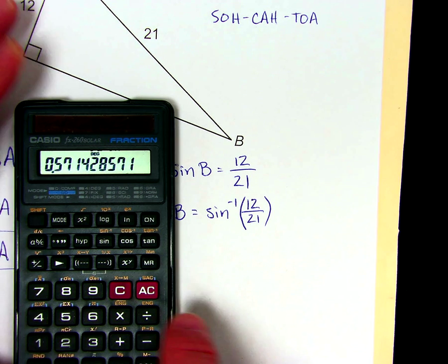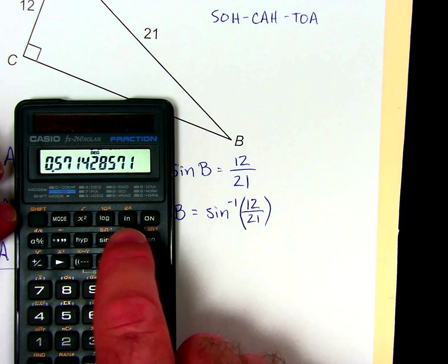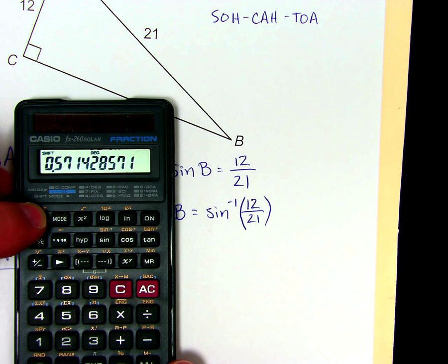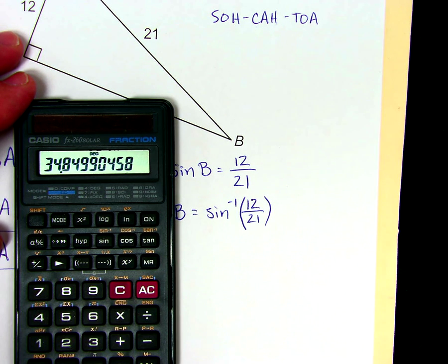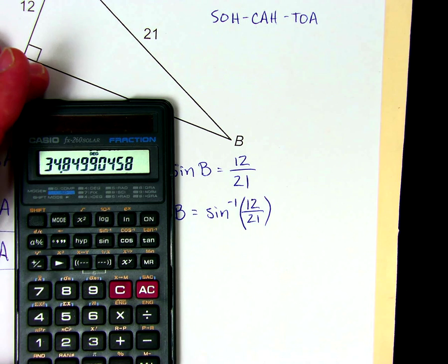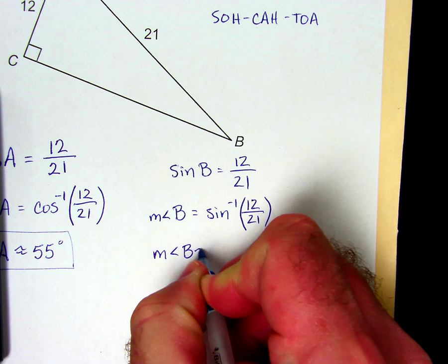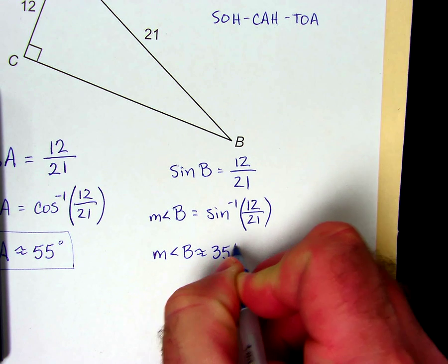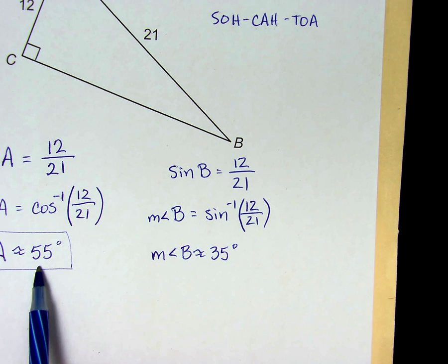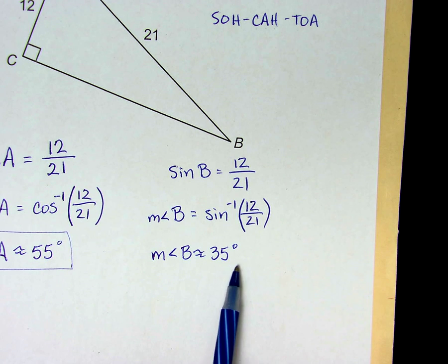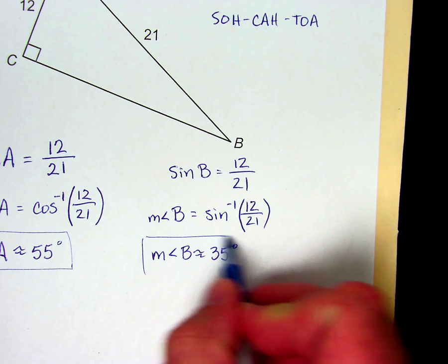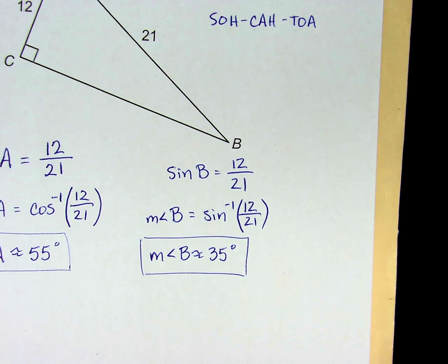Now, in this calculator, it's shift and then the trig function, so shift for the inverse sine, and I get about 35 degrees to the nearest degree. So the measure of angle B is about 35 degrees. Now, if we had subtracted that from 90, yes, we would have come up with that. But depending upon where we're rounding, it doesn't always round to the same thing as we'd get if we subtracted.